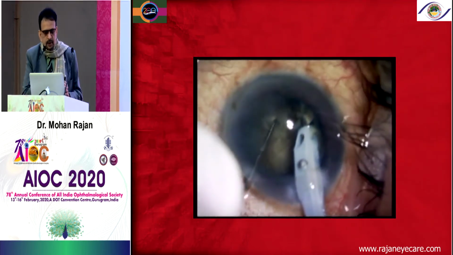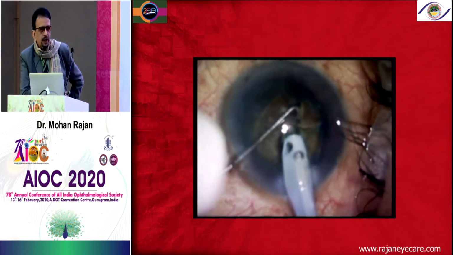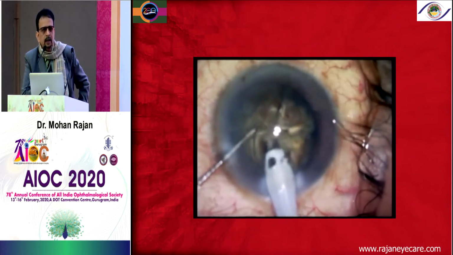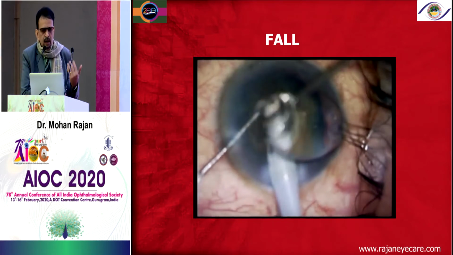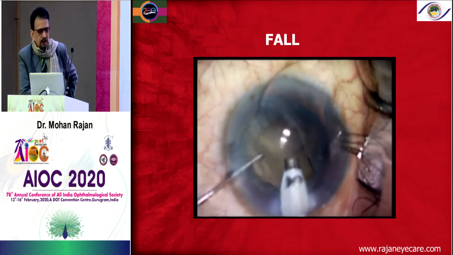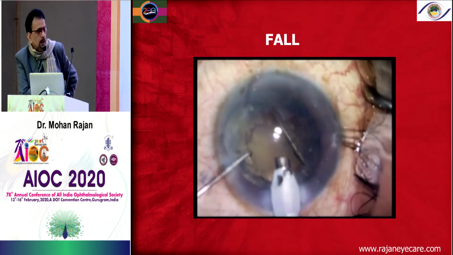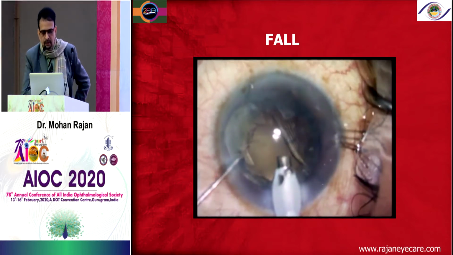Okay, sometimes you can have a problem of a nucleus drop as well. This nucleus drop can occur during SICS, ECCE, or more commonly during the phaco as well. You can see that when my assistant puts viscoelastic on the cornea, the nucleus disappears into the vitreous cavity.